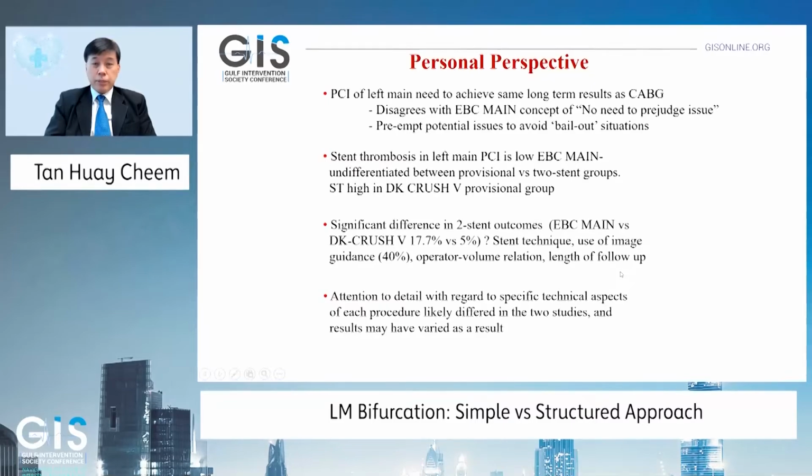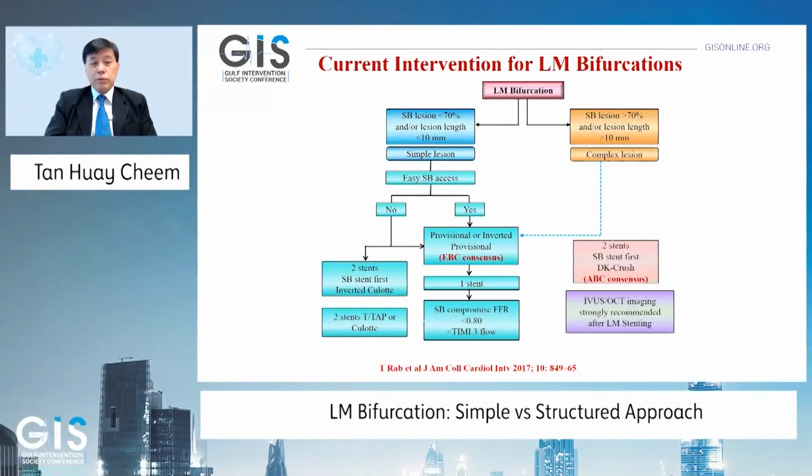And finally, it would appear that the attention to detail with regard to the specific technical aspects of each procedure is slightly different in the two studies, and the results may have varied as a result. So I like to look at this approach to a left main intervention using this Dr. Rapp's algorithm here. He says that in patients with left main bifurcation lesion, if this lesion turns out to be a complex one, then you should go directly to a two-stent approach, and preferably using a DK crush as in the Asian Bifurcation Club consensus.